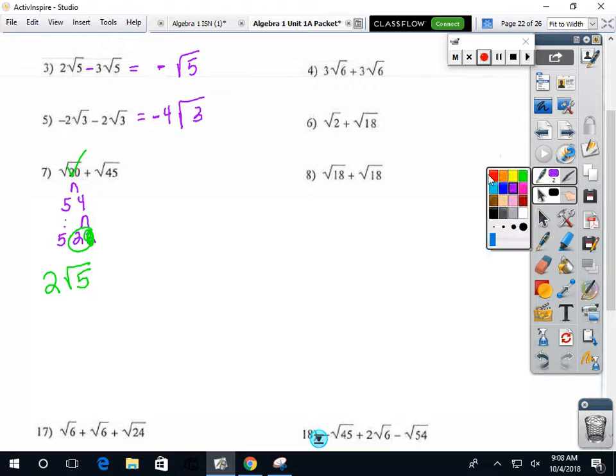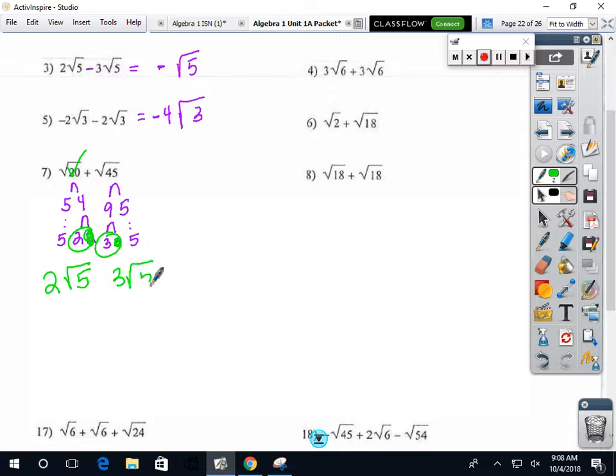And now we try to simplify 45. What numbers multiply to make it? What are 2 numbers that multiply to 45? 9 and 5. And then 9 becomes 3 and 3. 5 is prime, so it just drops down. Now that they're all prime, we circle the 3's because there's 2 of them. Kill 1, kick 1 out, and the 5 gets to go back inside.